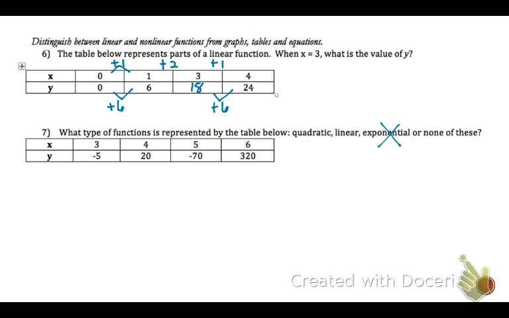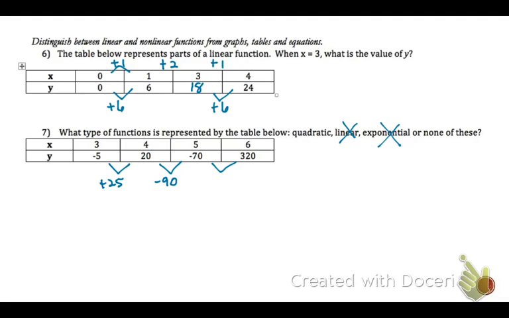Let's see if it's linear. So let's see what we need to add or subtract to get from one to the other. So to get from -5 to +20, we would need to add 25. To get from +20 to -70, we would need to subtract 90. So right away I can see that that is not linear. I'm going to go ahead and continue with my differences and then check second differences.